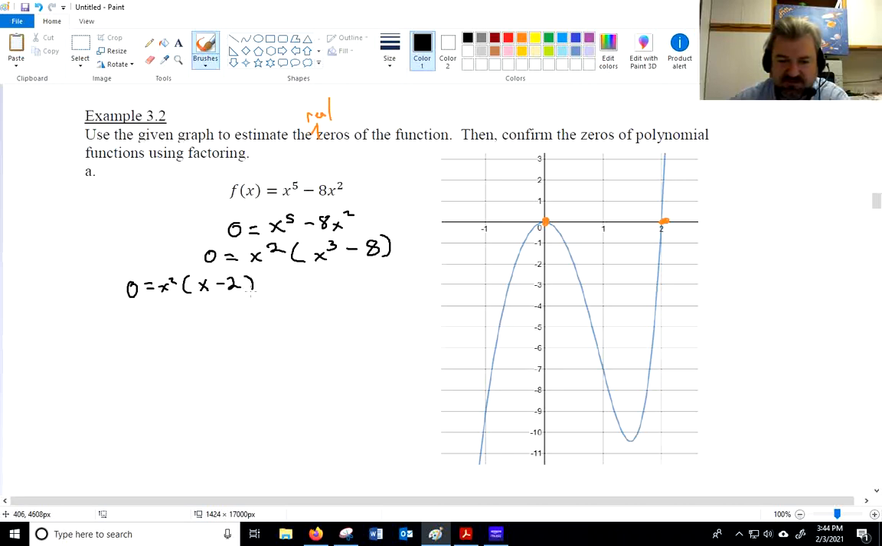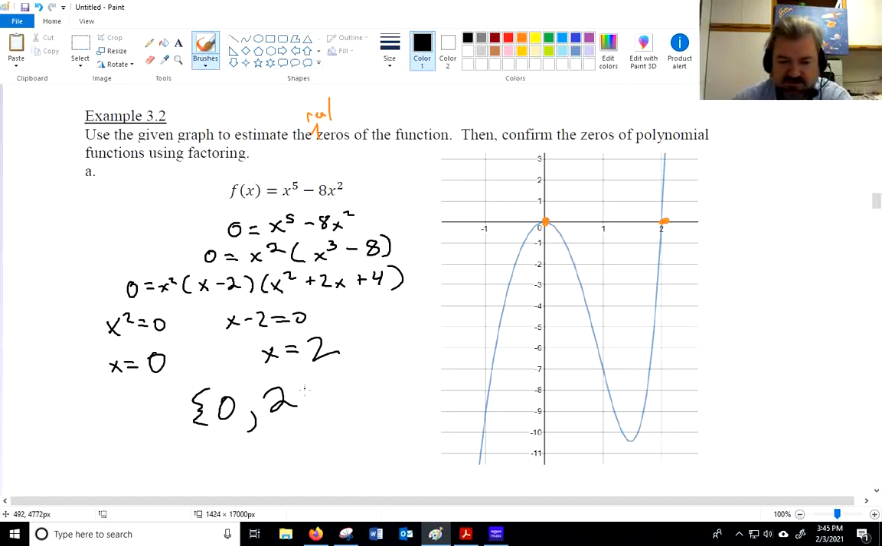Cube root of 8 is 2. So x minus 2. Then I square the x, get x squared, multiply the 2 together and change the sign, and then square the negative 2 to get 4. So x squared equals 0, x minus 2 equals 0. I get x equals plus or minus 0, which is 0, and x equals 2. So 0 and 2. And that's what we have.